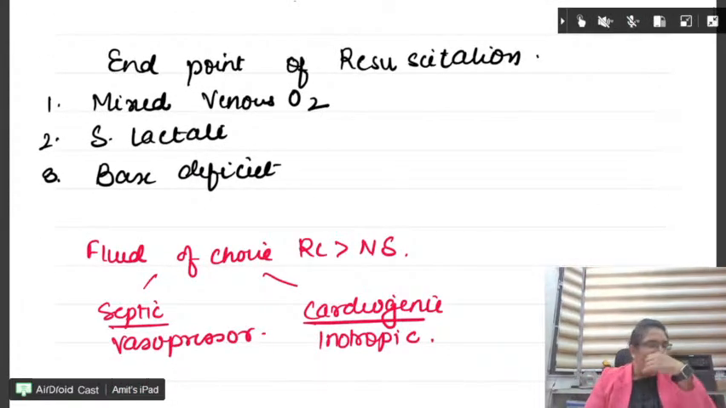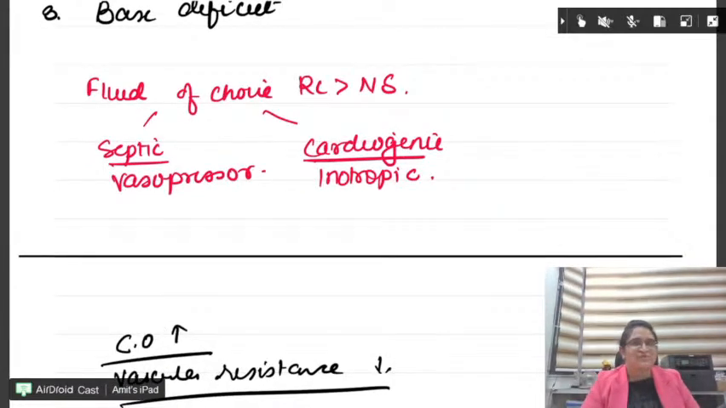Okay, yes, this one, beta: end point of resuscitation. Please note, these are the 3 criteria to know when you have to end the resuscitation for shock treatment. Please note: lactate, base deficit, and the first one will be mixed venous. Please remember, in septic shock we may give a vasopressor agent; in cardiogenic shock we may give an inotropic.